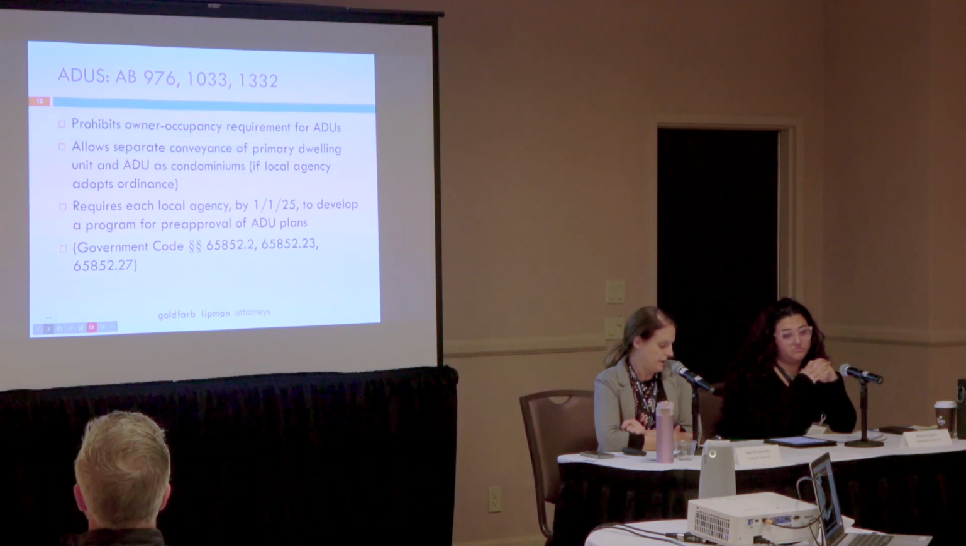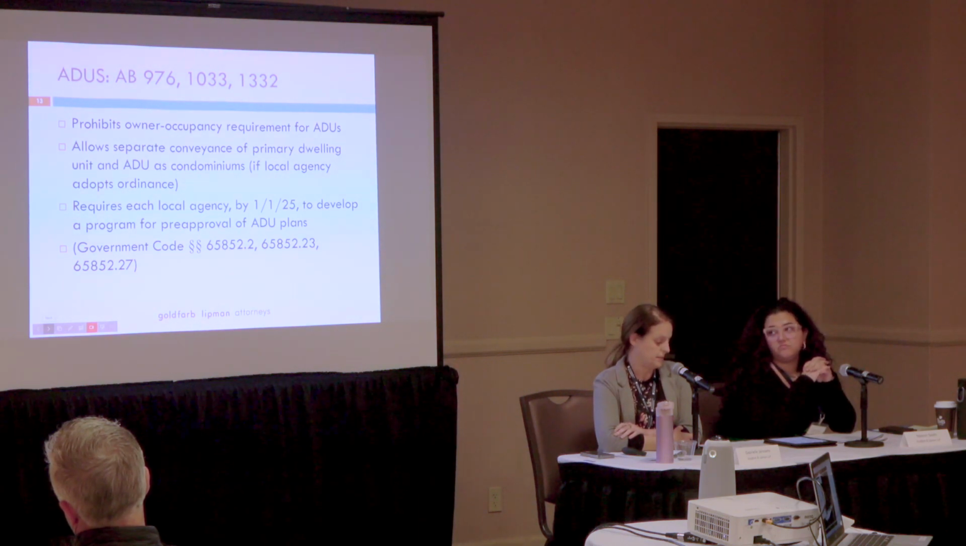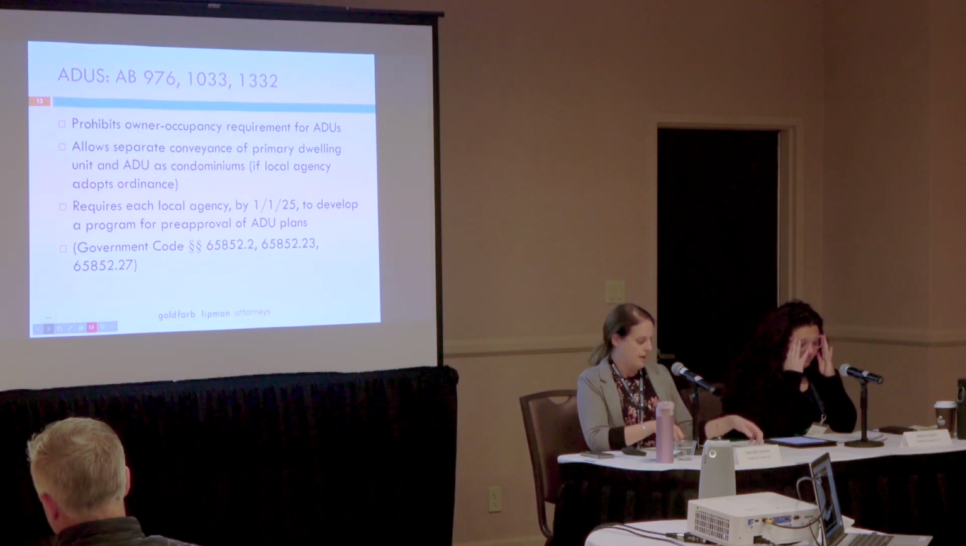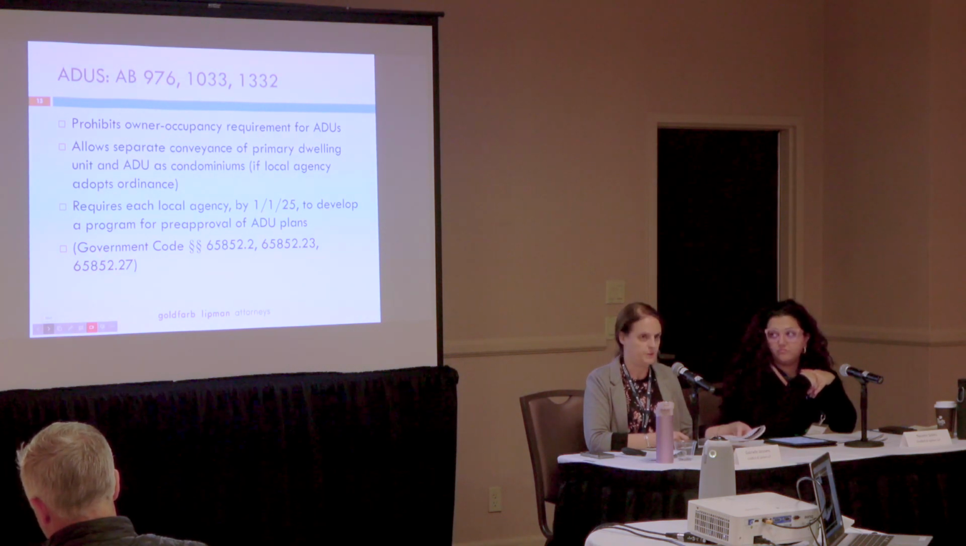But now, if a city or county wants to allow the separate conveyance of the primary unit and the accessory dwelling unit, they can adopt an ordinance that allows that. It has to meet a bunch of requirements, and these units could be sold as condominium units. That's the major change, I would say. But again, it's only if the city or county wants to do it and they have to adopt an ordinance to allow it.